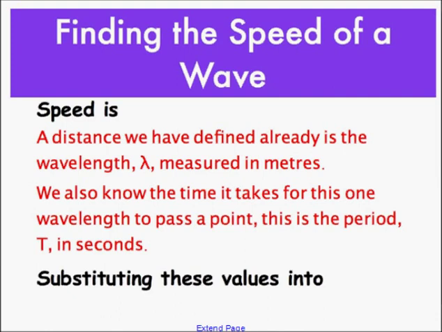Finding the speed of a wave. Speed is distance over time. A distance we have defined already as the wavelength, so we're looking for this value here in terms of a wave, and in this case, we've used wavelength already, and it's measured in meters. We also know a time it takes for this one wavelength. So how long does it take for one wavelength to pass you? This is the period. So we're putting that in there.